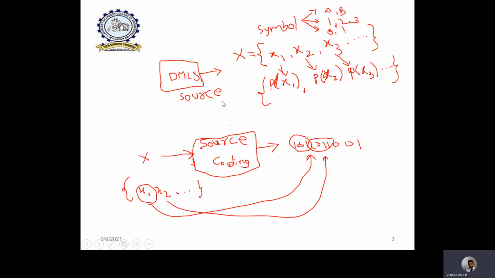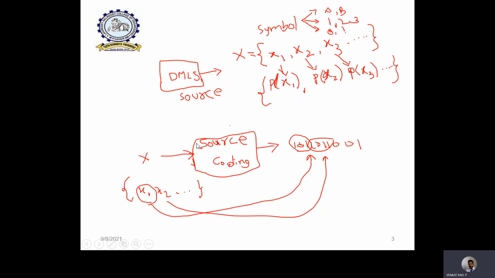That means what is the data we require? How many symbols are there and what are the probabilities? If you know these two pieces of information, how many symbols and what are the probabilities of each symbol, then it is very easy to apply any coding technique. Only this information is required.